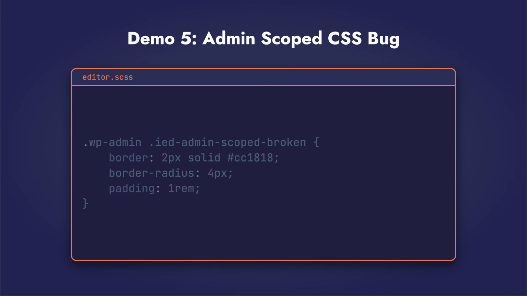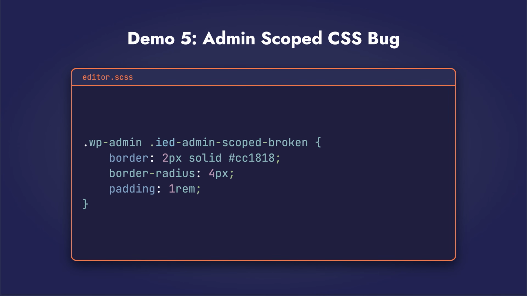Demo 4 was about styles loading into the wrong document. This one's sneakier. The style sheet loads into the right document and still does nothing. Here's the setup. This block's editor styles are scoped with .wp-admin. And a lot of us wrote this on purpose. We scoped it to the admin body class so our editor styles couldn't possibly leak into the front end. Very responsible. Past you was being careful.